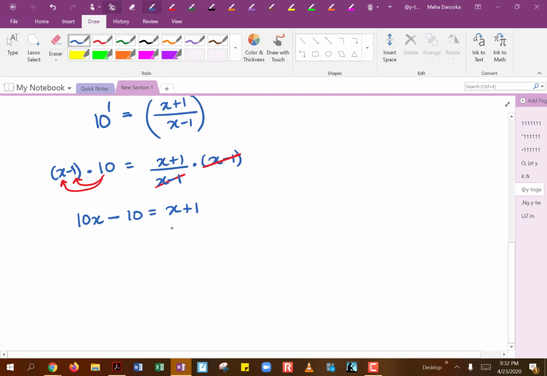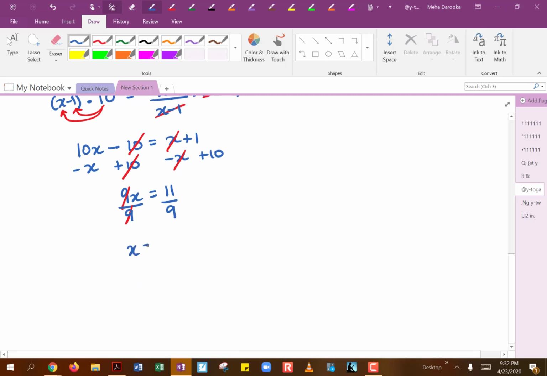Now let's get our x terms on the same side. So I'm going to go ahead and subtract this x from here, and I want to bring my constant terms on the right hand side, so I'm going to add 10 and move it to the right. So my x on the right hand side cancels out, and my 10 on the left hand side cancels out, leaving us behind with 10x minus x will be 9x, 10 plus 1 will be 11. Get x by itself, divide both sides by 9, and we end up getting x equals 11 over 9.